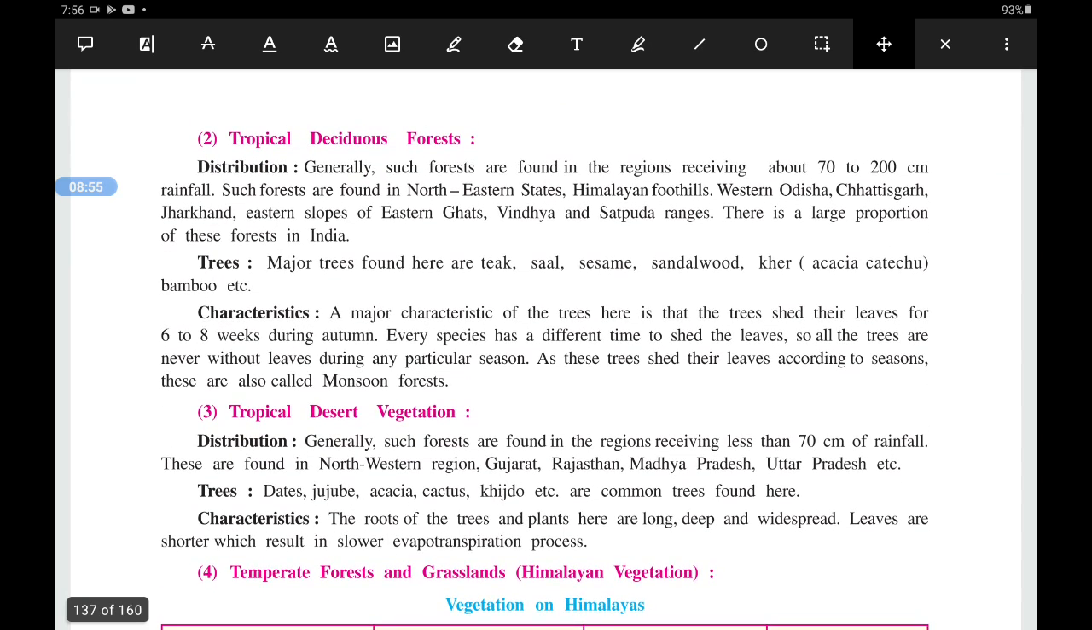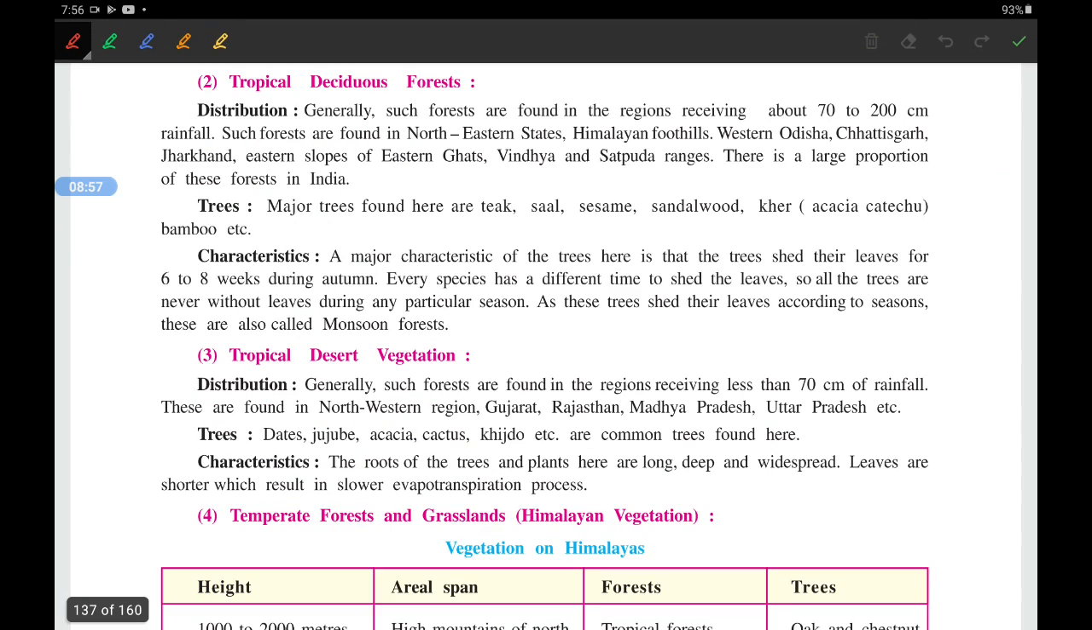Now the second is the tropical deciduous forest. The name itself suggests it: deciduous means trees which shed or drop their leaves. Generally such forests are found in regions receiving about 70 to 200 centimeters of rainfall.